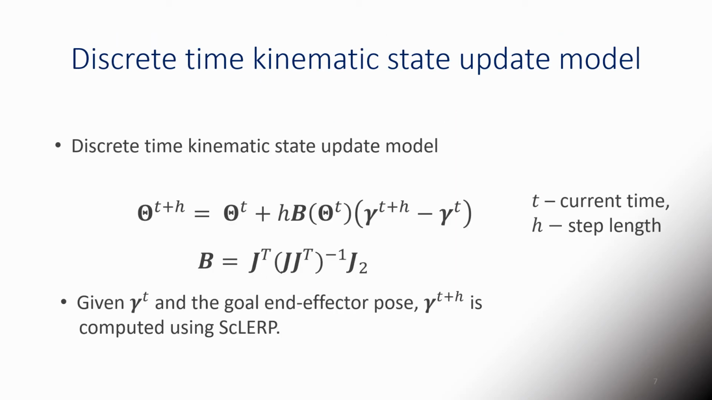Here is the discrete time kinematic state update model of the proposed planner. At any time instant t, given the end effector pose gamma t and the corresponding joint configuration theta t, using screw linear interpolation, we first compute gamma t plus h. Then, knowing gamma t plus h and theta t, the joint angle vector theta t plus h is computed. The expression of the capital B matrix is given in the second equation.